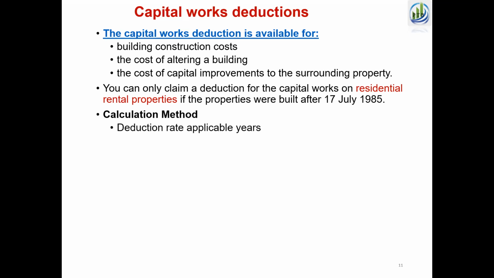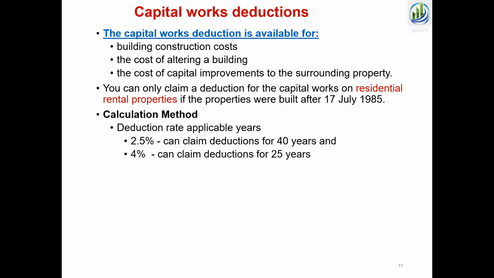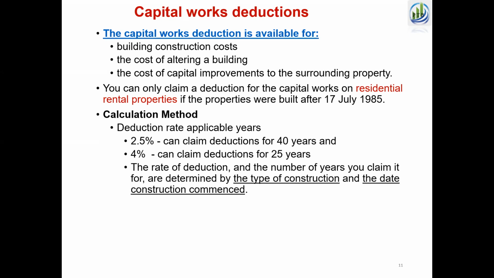There are two depreciation rates: one is 2.5 percent, which is the 40 years prime cost method, and the other is 4 percent, which is the 25 years prime cost method. But 99 percent of the time, we are going to use 2.5 percent. However, it depends on the type of construction and the date of construction that will come up as 2.5 percent or 4 percent. So I will just share with you in a minute.